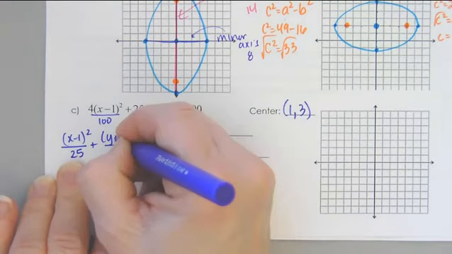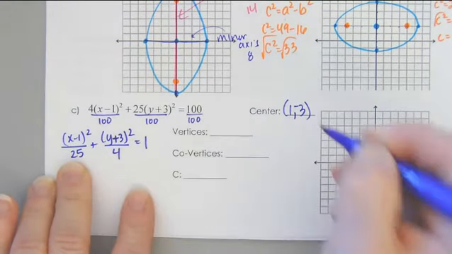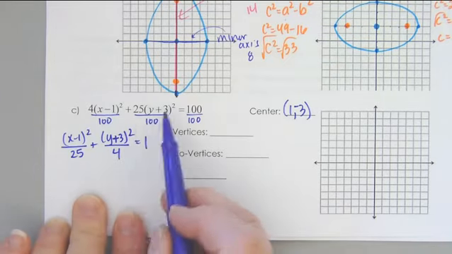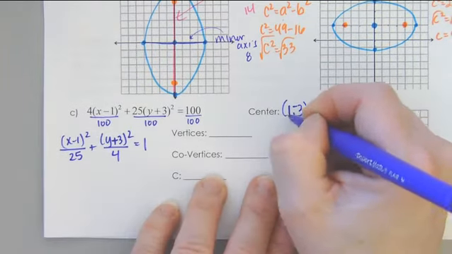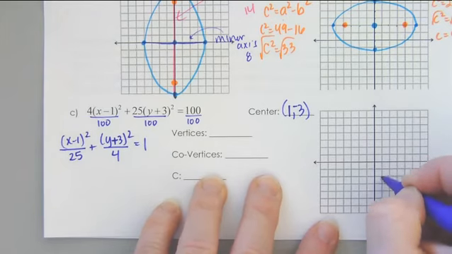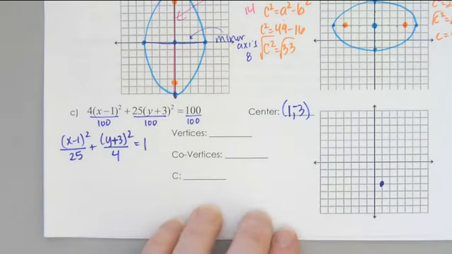I wrote that wrong. 1, negative 3. So make sure you copy your equation right. I wrote a plus. So my center is at 1, negative 3. Go over 1, go down 3. There's the center.